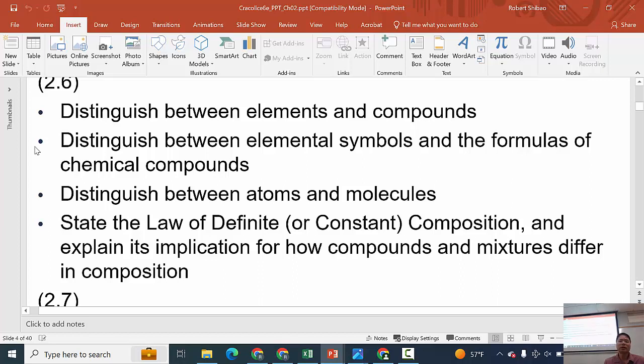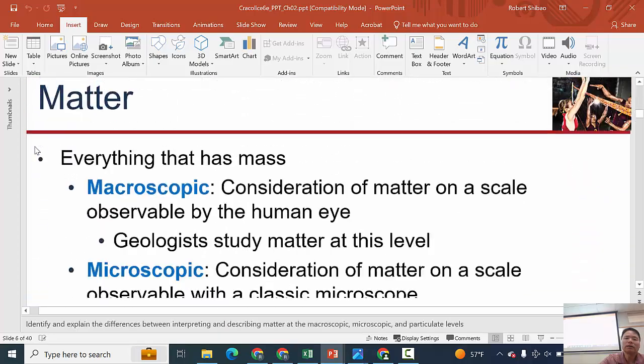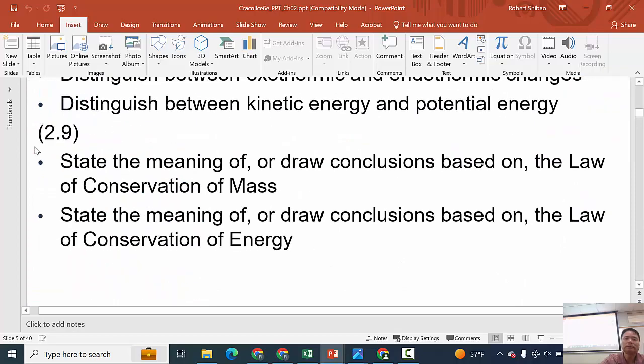Whereas mixtures, like say, if your friend made sugar water and you made sugar water, are you going to have the exact number of sugar molecules? No. So mixtures don't have definite or constant composition. The mixtures have variable composition. So we'll talk about that briefly. Okay, and this continues on here.